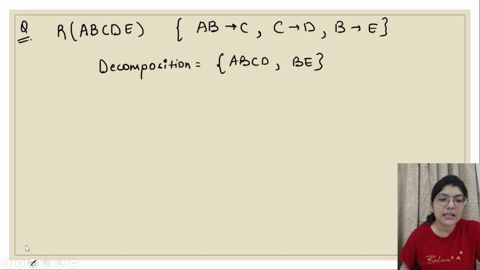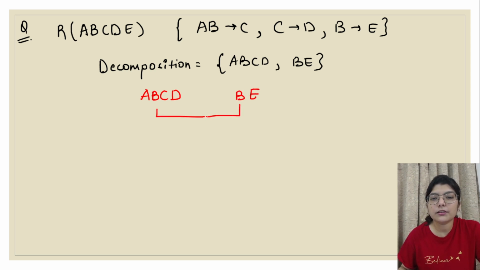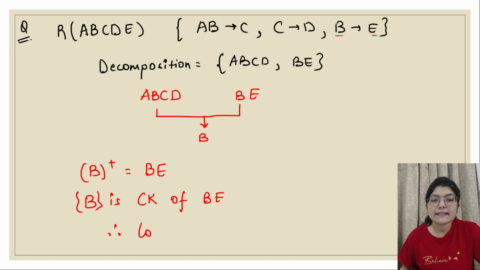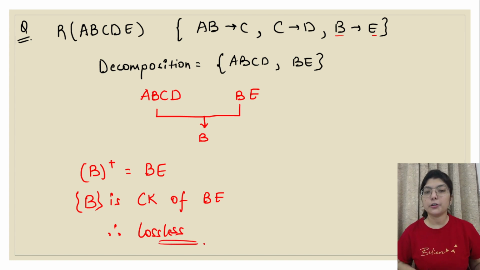So we will follow the same steps. We will find the common attribute out of these two, ABCD and BE. So what is the common attribute? The common attribute is B. So now I'll try to find the closure of this B. So what will I get? I will get B and I will get E. And from this I can say that B is the candidate key of BE. Yes or no? So therefore this is a lossless decomposition. I hope now it is clear to everyone how we are doing it.